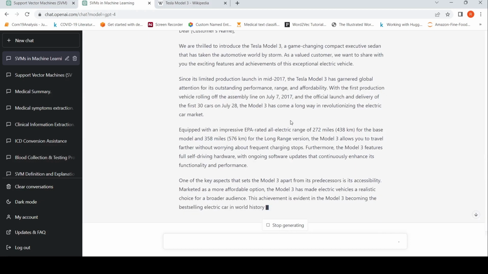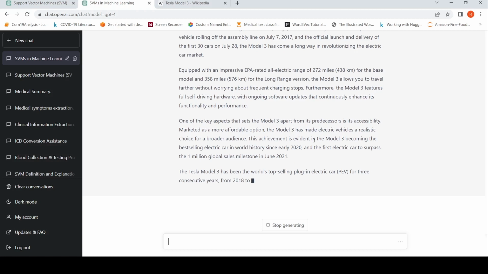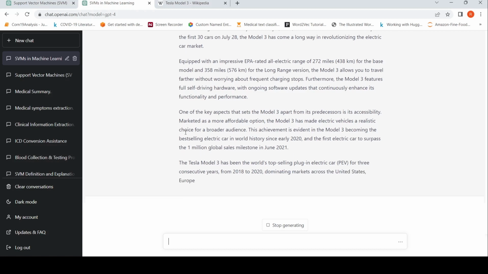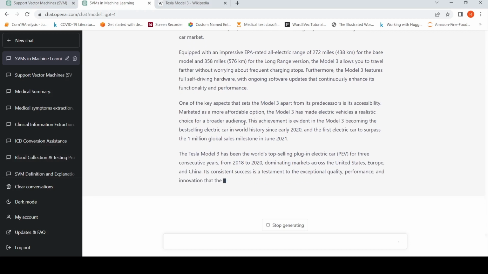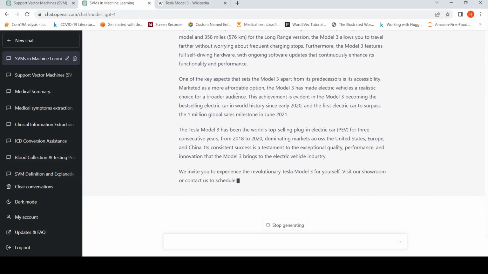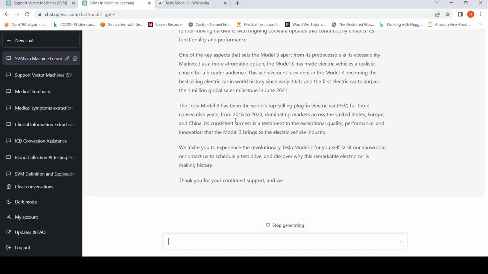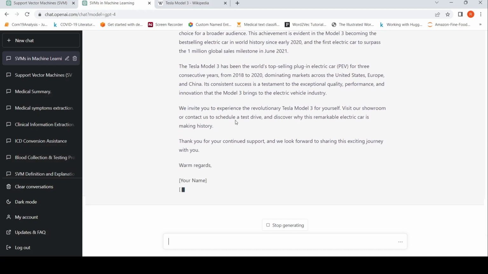Okay, one of the key aspects is accessibility. Marketed as a more affordable option, the Model 3 has made a realistic choice for many. I probably did not like these sentences. Marketed as a more affordable option. Why would I want to tell my customers that I am marketing this as a more affordable option? Right? I don't want that. So some kind of filtering needs to be done on this content before you can really send it. But otherwise, I like this content which has been generated.